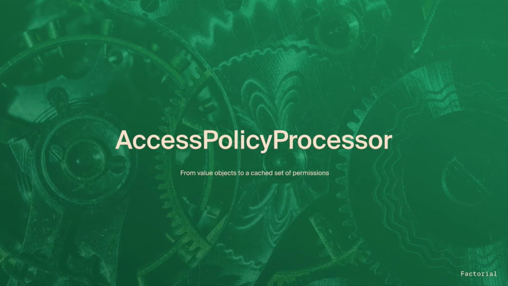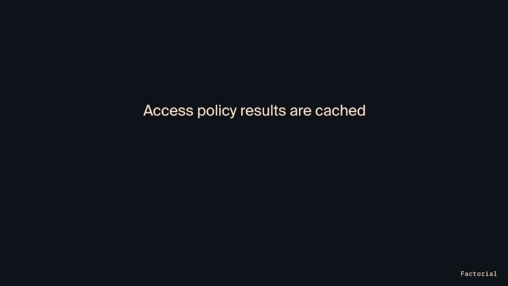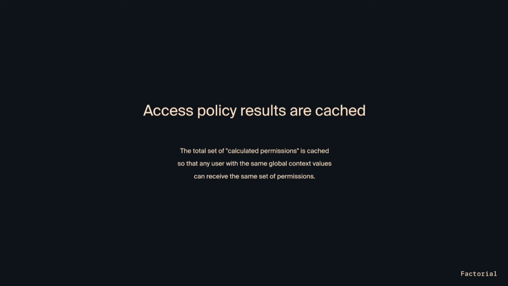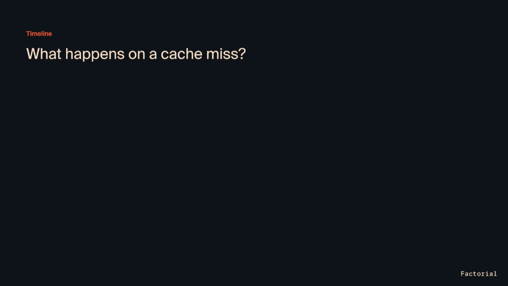So now we have our 3 value objects. So how do we actually go from these value objects to a complete cached set of permissions? Well, that's where the access policy processor service comes in. Now, in that service, as I already hinted at, your access policy results are cached. So this entire set, all of these green and red columns, go into that value object, and that value object gets written into a cache. Now, what happens when we don't find a cache item? So when we have a cache miss and we actually need to calculate this stuff.